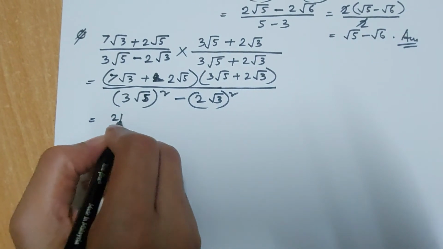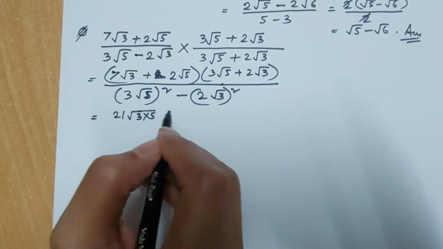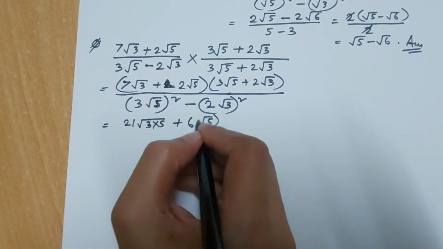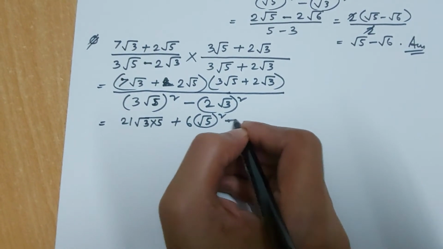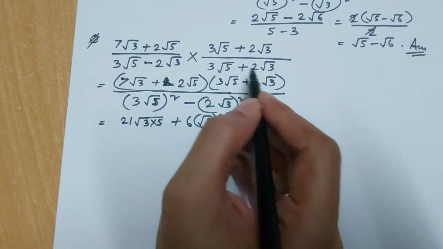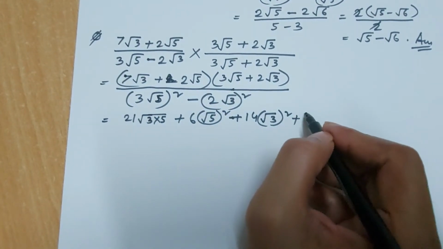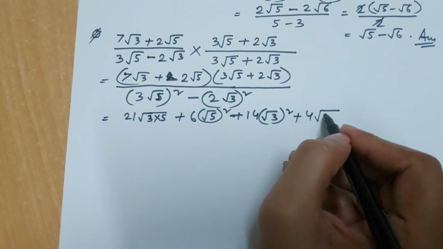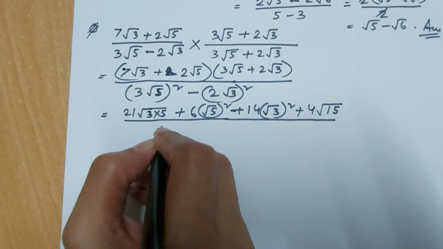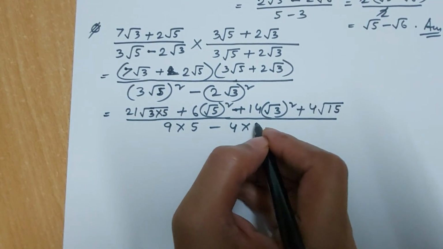3 7 21 root 3 into root 3 into 5 15, plus 6 root 5 whole square, plus 14 root 3 whole square, 7 2 14, root 3 whole square, plus 2 2 4 into 3 5 15, 4 root 15, divided by 3 3 9 into 5 minus 2 2 4 into 3.